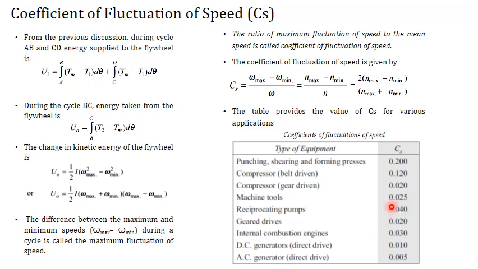We can have the fluctuation of speed for various applications. So whenever it is needed to solve problems for these applications, we can use these values of fluctuation of speed as a general value, a generalized prediction, to compute the size of the flywheel.